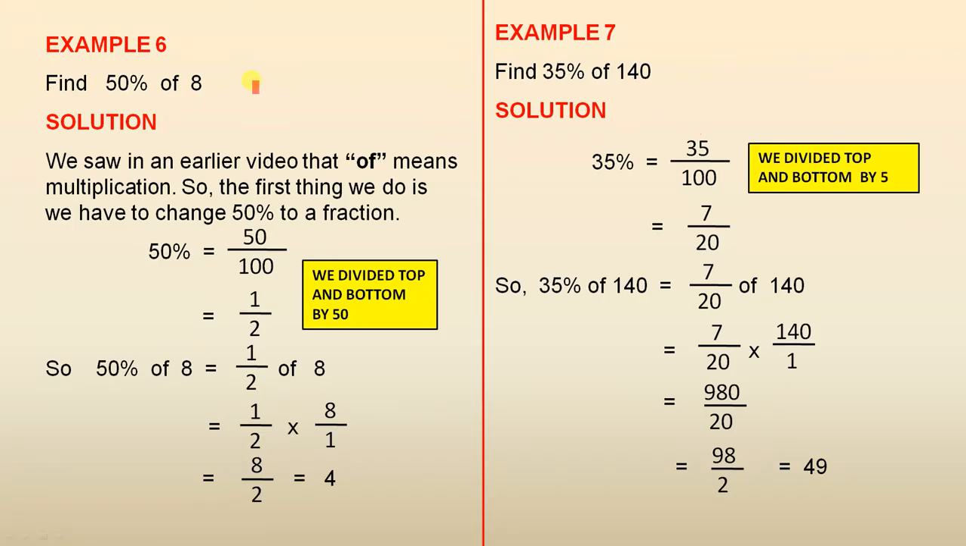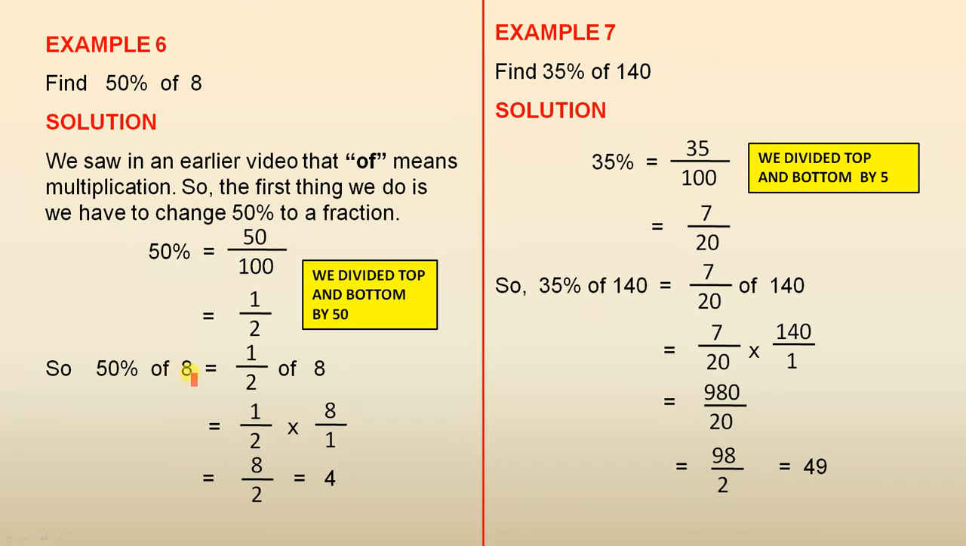Example 6, 50% of 8. We saw in an earlier video that the word of means multiplication. So the first thing we do is we have to change 50% to a fraction. So 50% is 50 over 100, which is a half. So you divide top and bottom by 50. 50 divided by 50 is 1. 100 divided by 50 is 2. So 50% is a half.